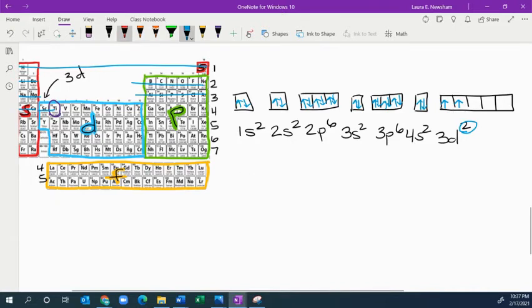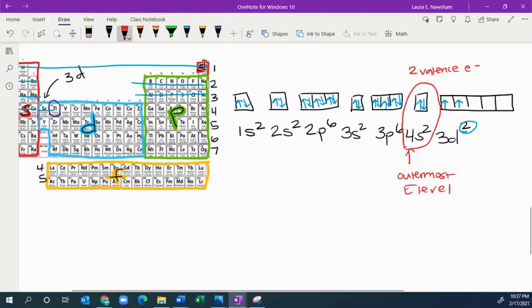So if we were to talk about valence electrons on this one, remember our highest or outermost energy level is 4, because we go down for 3, so there's only 2 valence electrons in this.